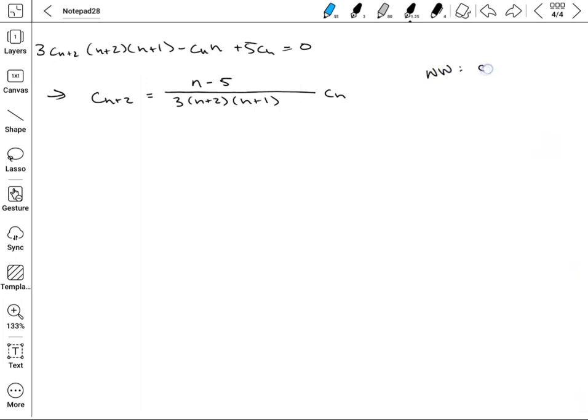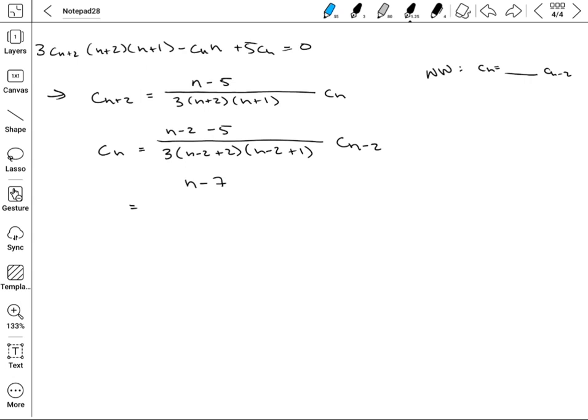got like Cn equals something in terms of Cn minus 2. So we're just going to take that approach of subtracting 2 everywhere we see n to get that in the form we want. So I've got n minus 2 minus 5 on top, then 3 times n minus 2 plus 2 times n minus 2 plus 1. And then that turns our last into Cn minus 2. So I'm just going to simplify all that. Since I will be plugging in, it's going to be easier to look at it in a simpler form.